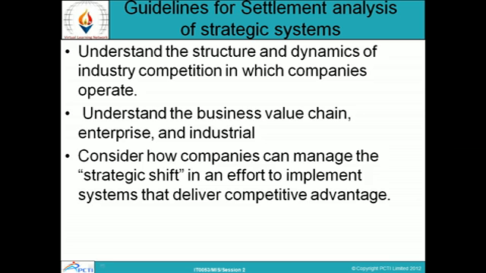So understand the business value chain, how the business should be carried out, what is the worth of a particular product or service in a business, enterprise and industry. Consider how companies can manage the strategic shift. It is an effort to implement the system that delivers competitive advantage.